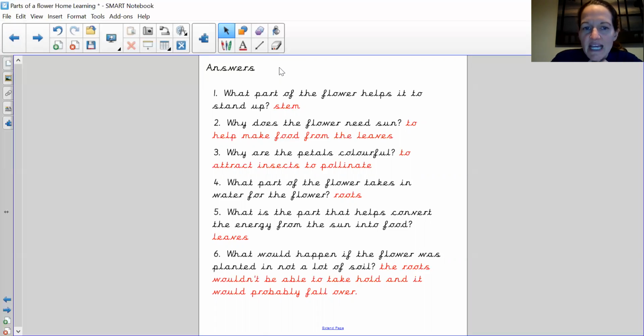What part of the flower takes in water for the flower? The roots. Well done. The roots take in the water. What is the part that helps convert the energy from the sun into food? Well done if you said leaves or the leaf. And number 6, what would happen if the flower was planted in not a lot of soil? The roots wouldn't be able to take hold, and it would probably fall over.